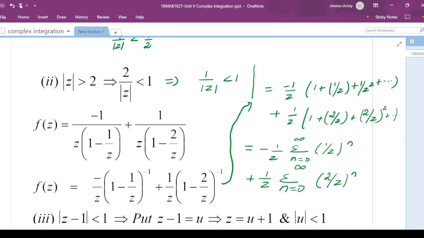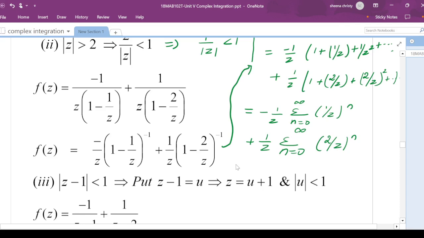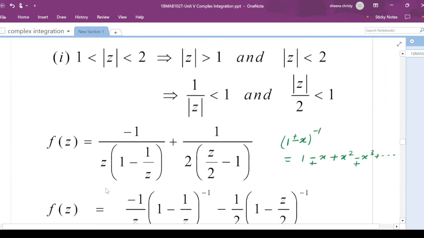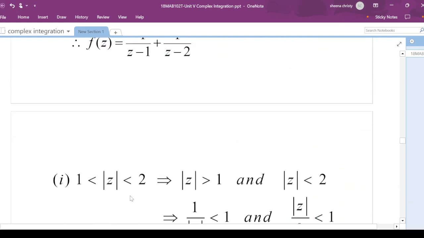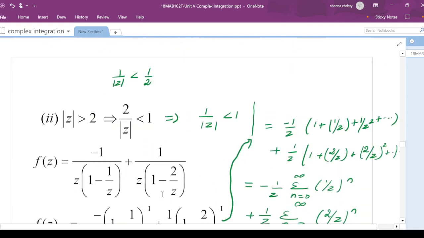Now come to the second. So the second region got over. We have expanded it. Now come to the third region. The region is modulus of z minus 1 is less than 1. In previous cases, we are getting the same thing. You can write it as modulus of z minus 0 is less than 2, greater than 1. That is, here the center is going to be 0. Whereas here you are going to have a different center.